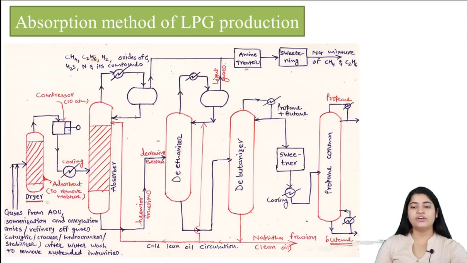So you can say that your debutanizer is a kind of stripper, where your gases are stripped off the oil. Now your propane plus butane, this is gas. It's a gas mixture with other gases also. It is sent to a sweetener, where any sweetening process is done.